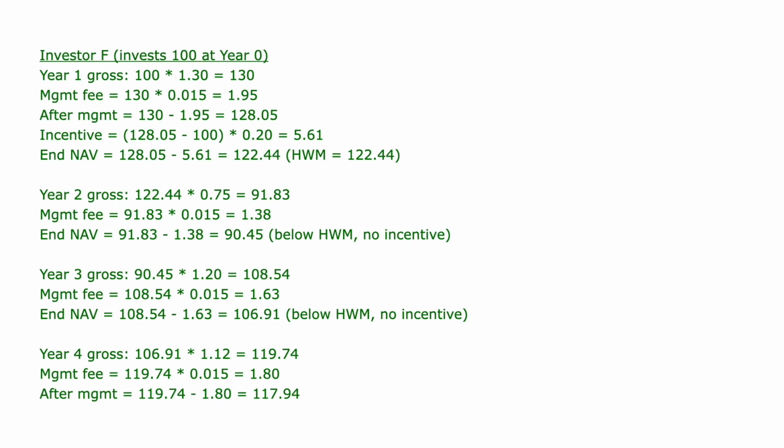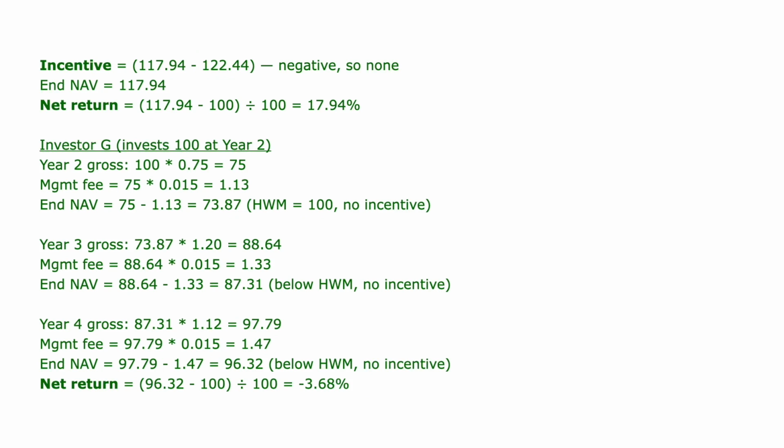Even after 4 years in a positive overall trend, Investor F's ending NAV, 117.94, remains below the year 1 HWM, 122.44. The calculation confirms 117.94 minus 122.44 is negative, so zero incentive fee despite a 12% gross return in year 4. 17.94% represents the actual investor experience. All gains after year 1 were earned without paying performance fees.